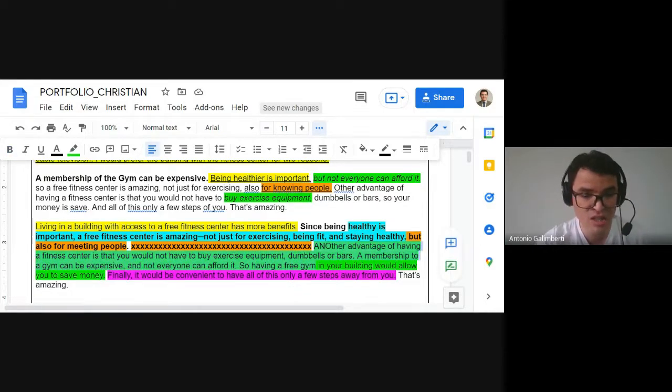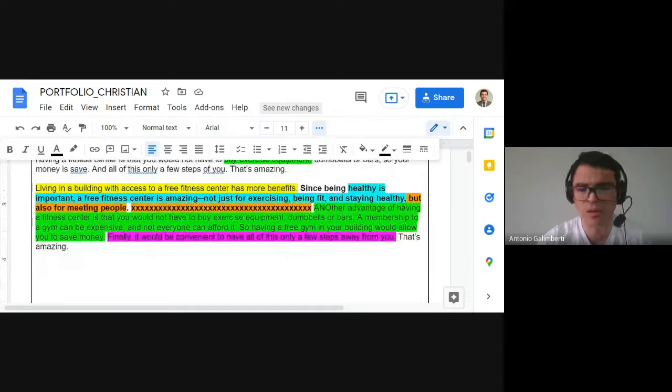Look, all of this green is about money. But what have we done? We have put, let's say, money one and money two together. We have: another advantage of having a fitness center is that you will not have to buy exercise equipment, like dumbbells or bars. A membership to a gym can be expensive and not everyone can afford it. So, having a free gym in your building would allow you to save money. You see? And he's talking about that here also, but at different parts of the paragraph. So we don't want to do that. We want to put similar ideas together, right? To be able to develop important points.